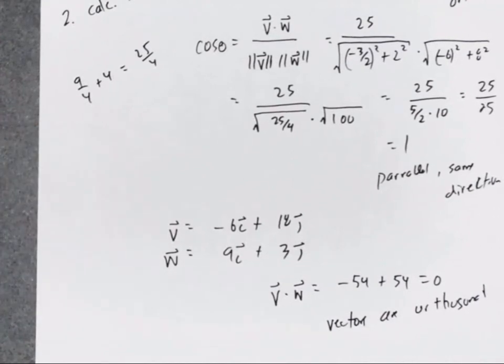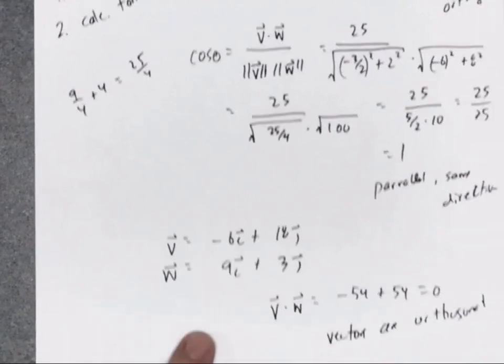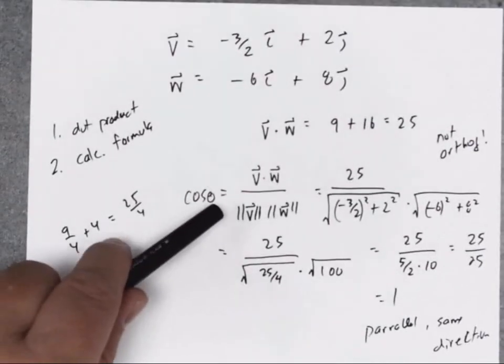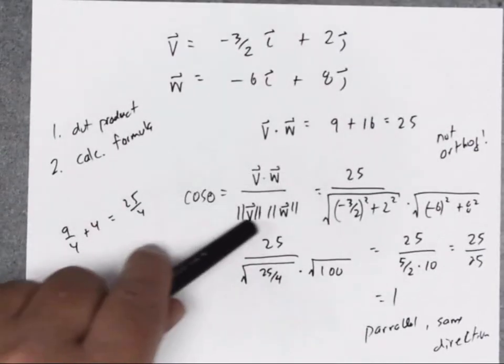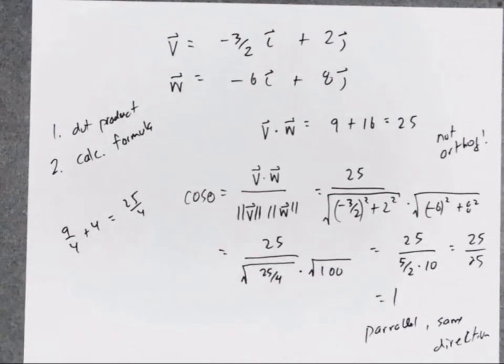Now, I'm not going to do an example now, but if you were to happen to have two vectors, the dot product is not 0, and you went and did this little formula here, and it's just any other number but 1, then you would say you have a neither. The angle is not either 90 or the lines are not parallel.